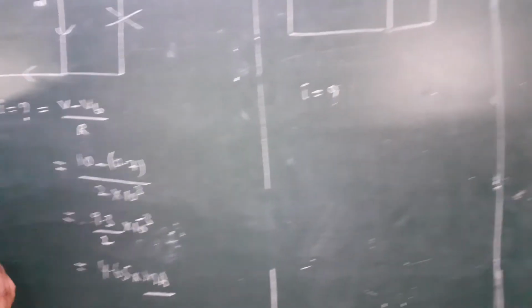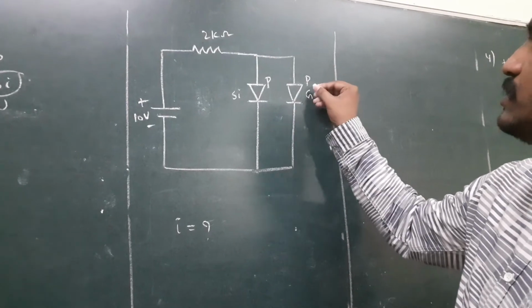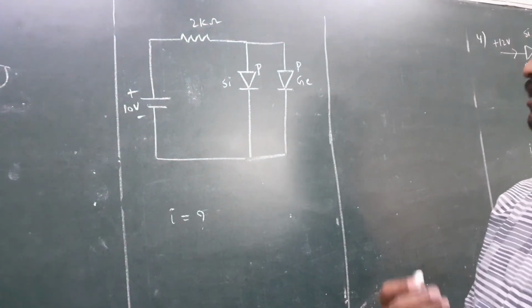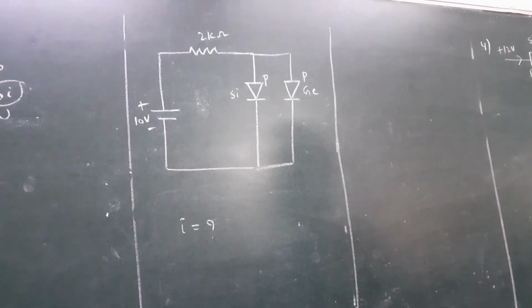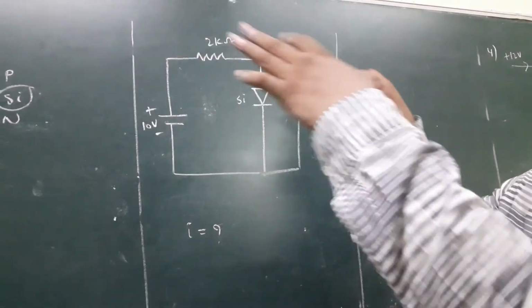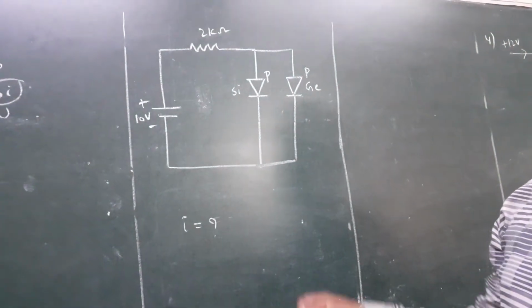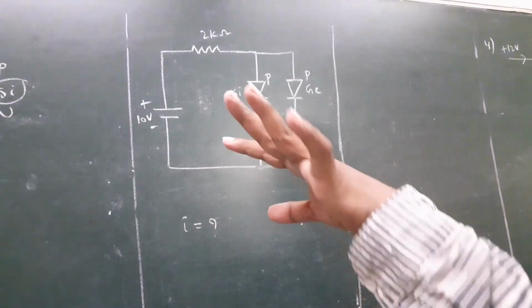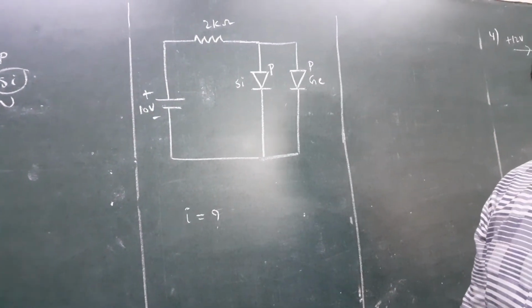Next, let's see this problem. Here also P is connected to positive. Both the diodes are forward bias. But one diode is silicon, and the other diode is germanium. In this case, both oppositions are not the same. Here this potential barrier is 0.7 and this potential barrier is 0.3. Which potential barrier is less? Germanium.